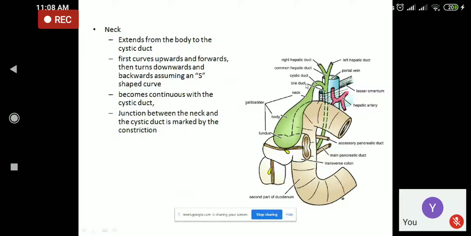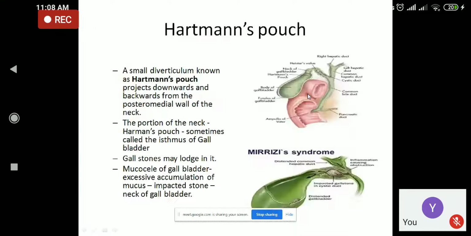Now talking about the neck. The neck extends from the body to the cystic duct. It first curves upward, forward, and then turns downward. It assumes the shape of an S. So it goes upward, forward, and then downward, like the S shape, and it becomes continuous with the cystic duct.